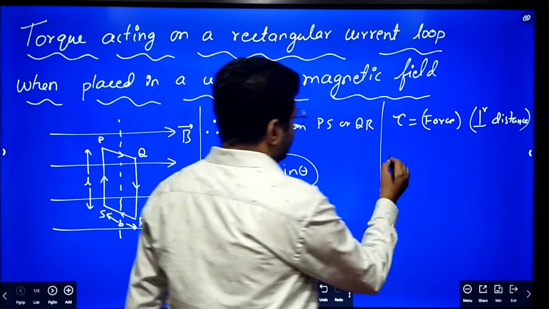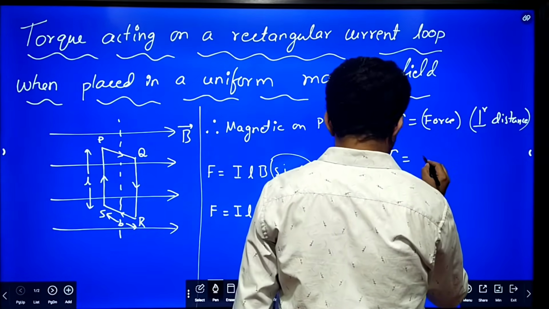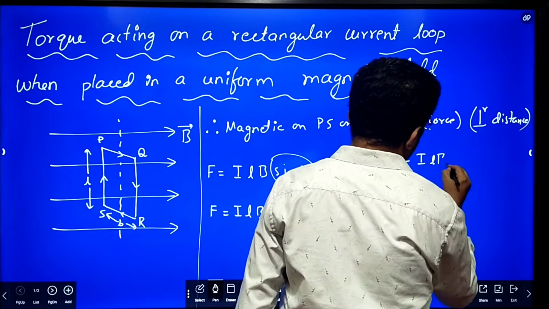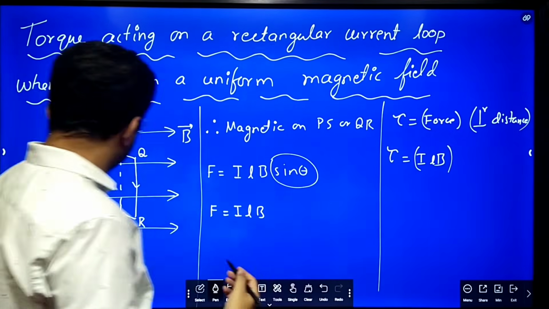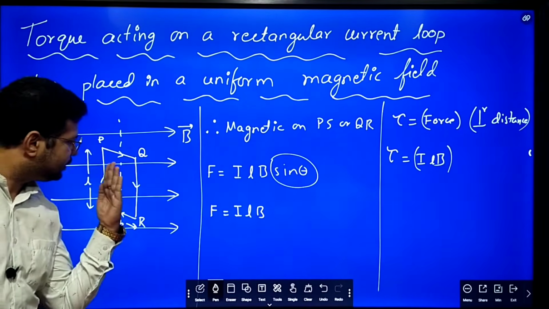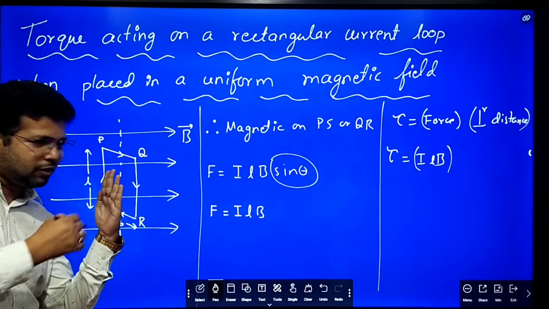So what is the force? Force is equal to ILB. Okay, now what is the perpendicular distance? Now what we'll do, the rectangular coil is something like this.